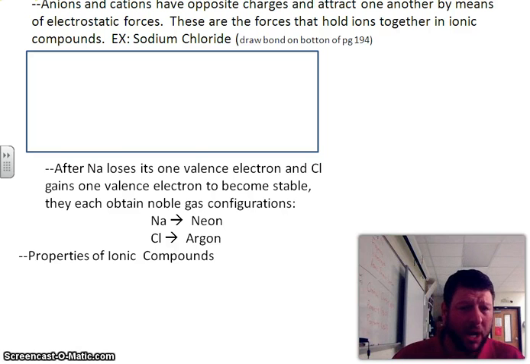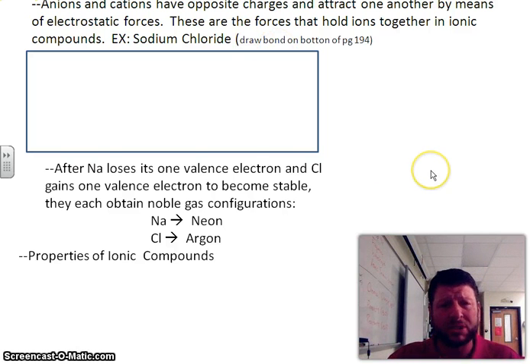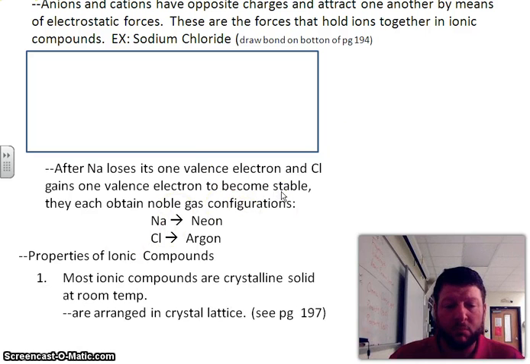Now we have properties of ionic compounds. Most ionic compounds will exhibit certain characteristics or properties, and those properties include crystalline solids at room temperature. They will be arranged in a crystal lattice. Open your book to page 197 and take a look at that picture, and you will see what a crystal lattice looks like.